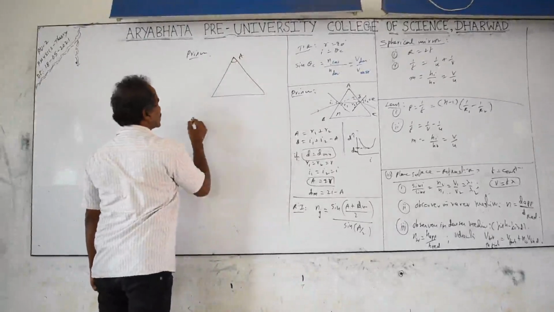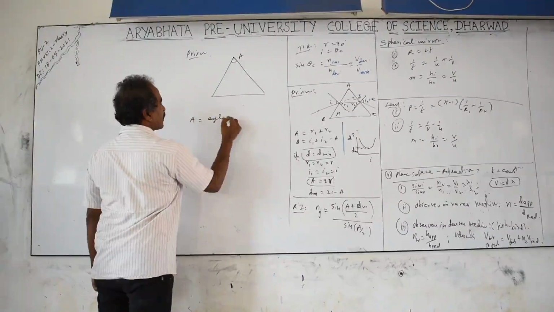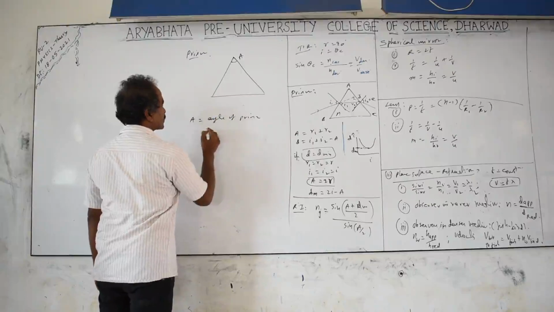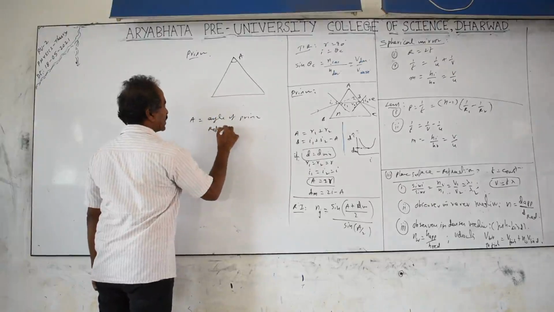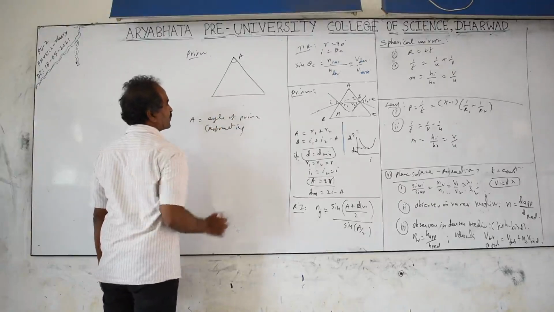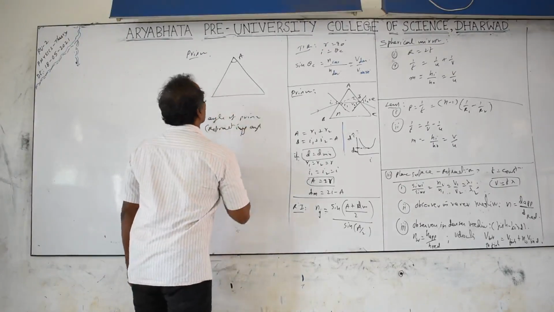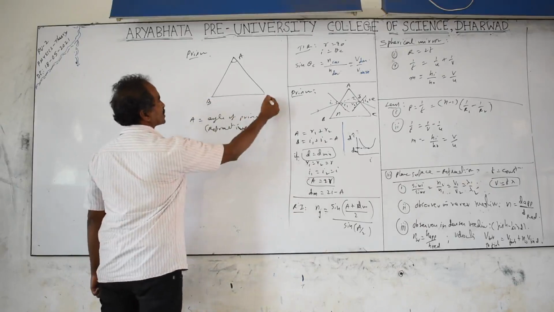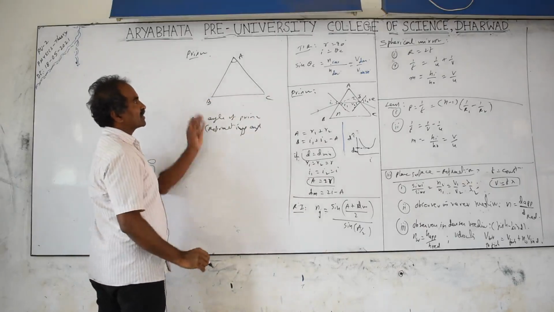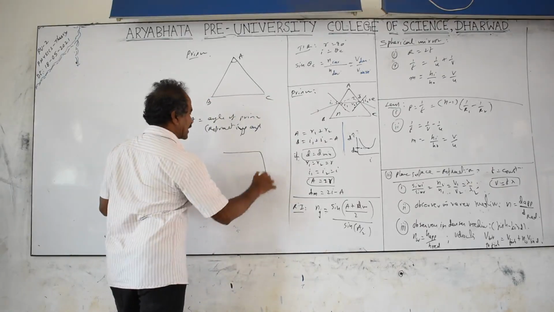This A is called the angle of the prism. It is also called the refracting angle. You have to be careful with the word: angle of refraction is different from refracting angle. See A, B, C. It is a cross section of the prism. A prism need not have a triangular cross section. It can take a rectangular cross section also.